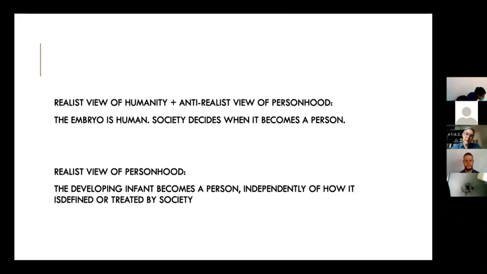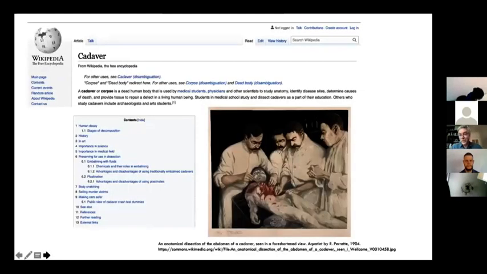But then there's another view, which is a realist view of personhood, which is to say that any human being is a person, no matter how it is treated. Independently of how society treats a human being, all human beings must be treated as persons. Now, this is very interesting. Cadaver. Cadaver is a dead body. So is a dead body an object or a person?